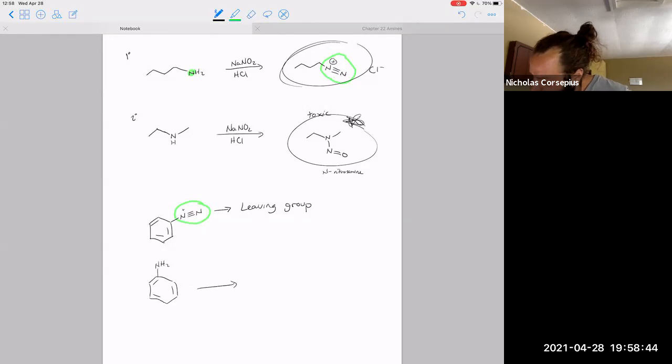Anytime you have your aniline being hit with nitrous acid, what that's going to do is convert this into something with a good leaving group. So the next step, whatever the next step is, is always going to be about substituting that out. So if I have something like this, this is going to be first creating a good leaving group and then substituting that out.